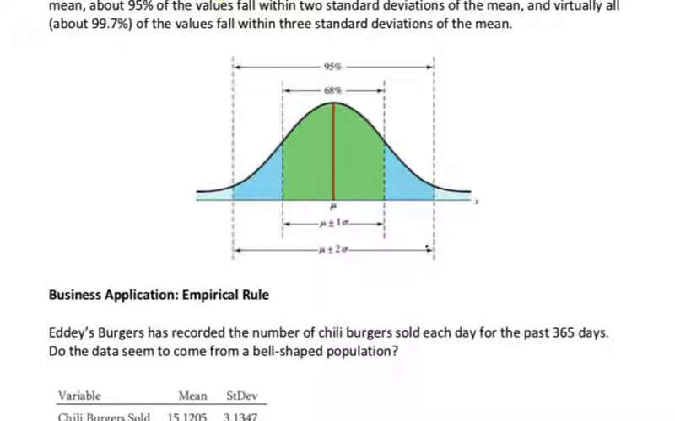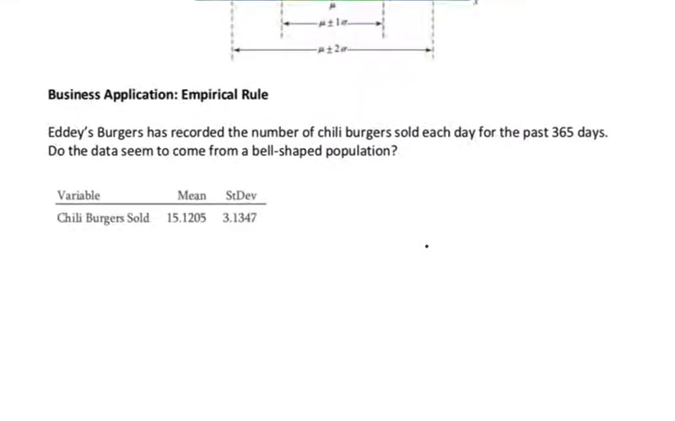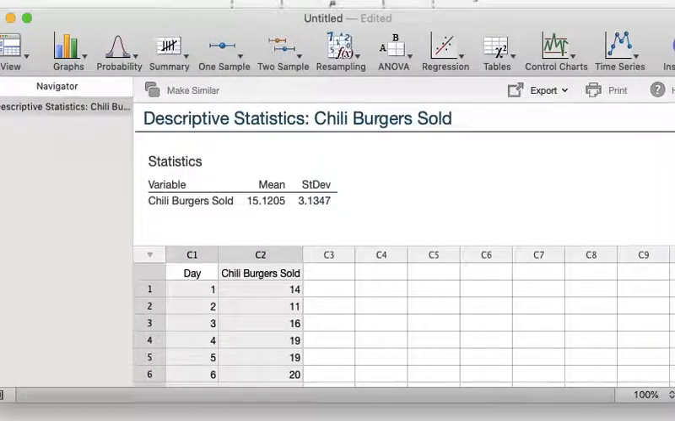And we can use that to say that if that is in fact the case, then yes, the data will follow a bell-shaped distribution. If the percentages are pretty far off from those percentages, then we would say no, it does not seem like the data are bell-shaped. So what we need to do first is calculate the mean and standard deviation of the data set, and I've already done that in Minitab.